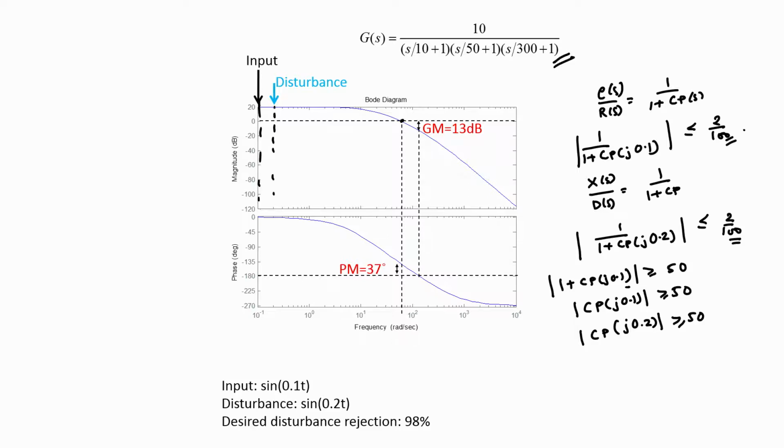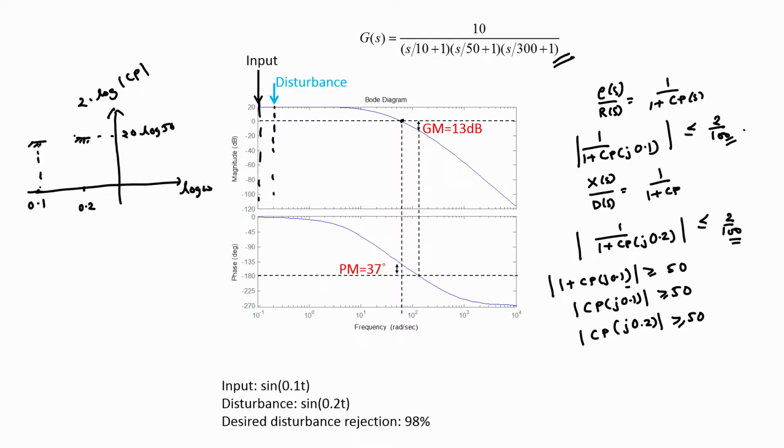So, if one were to draw a Bode plot for the open loop system, so log of omega, and this is 20 log magnitude of Cp, then at 0.2 radian per second our gain should be at least 20 log 50. So, our gain should be greater than 20 log 50. Likewise, at 0.1 radian per second our gain should again be greater than 20 log of 50.